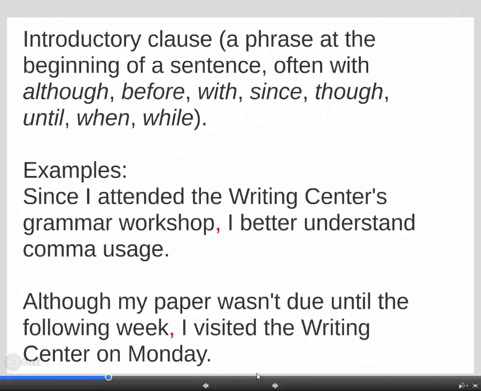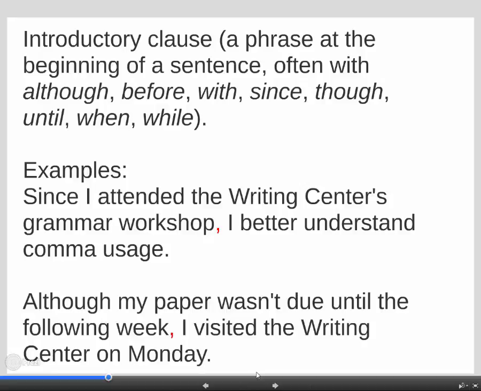Second, comma after introductory clauses. So introductory clauses are phrases that occur before the independent clause, before the main part of the sentence, and they often begin with the words although, before, with, since, though, until, when, while. That is not always the case, but that is often the case. I like to think about them this way.